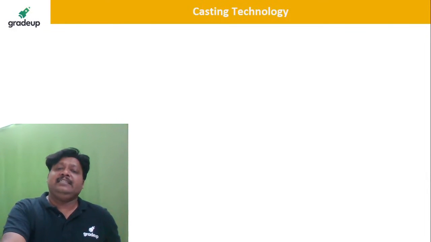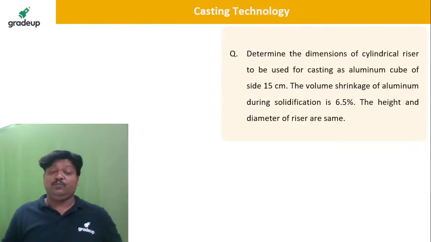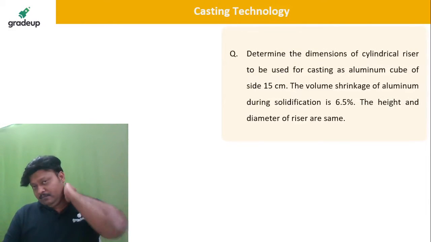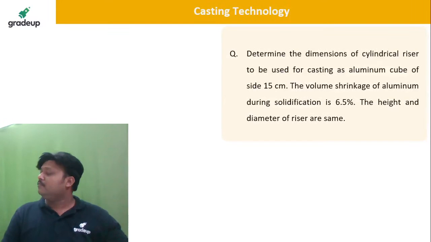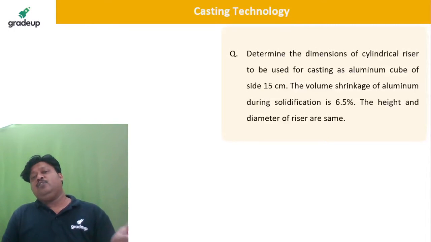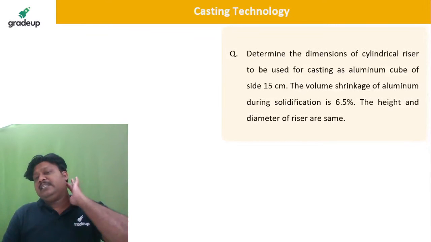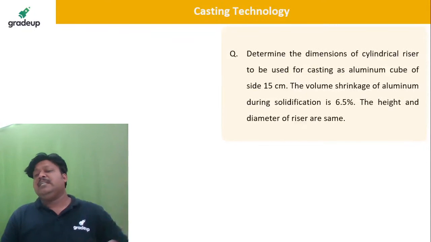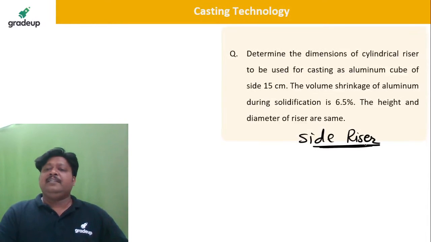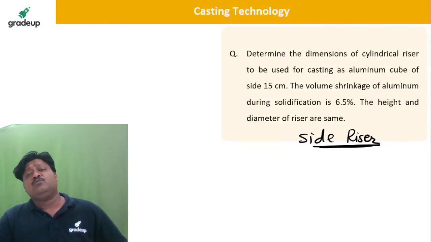Before that, we will just check how to design the riser. Take this question. Determine the dimensions of the cylindrical riser to be used for casting an aluminum cube of 15 centimeter. The volume shrinkage of aluminum during solidification is 6.5%. The height and diameter of the riser are the same. This is kind of a side riser. So definitely by the volume shrinkage consideration method we are going to solve this question.